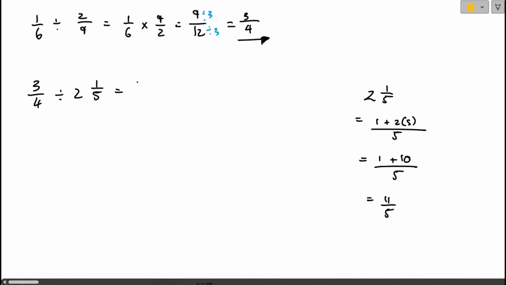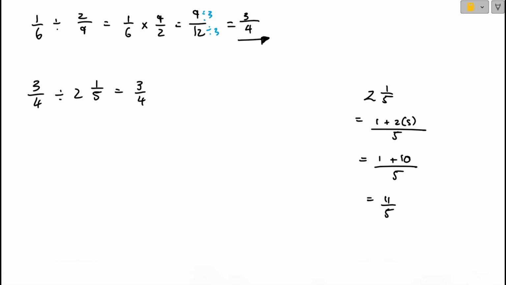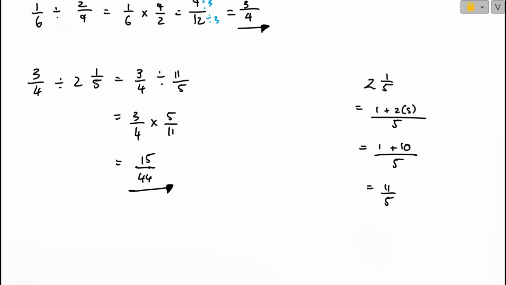Okay, let's go. We have this part over here. So keep the first fraction the same and change this to multiplication and find the reciprocal of that, which we know is 5 over 11. So 4 times 11 will give us 44, and 3 times 5 will give us 15. Yeah, cannot further simplify that. So that's that solution.